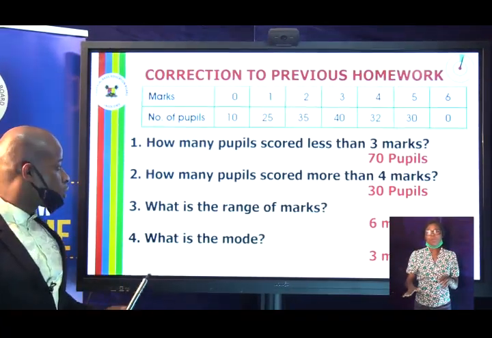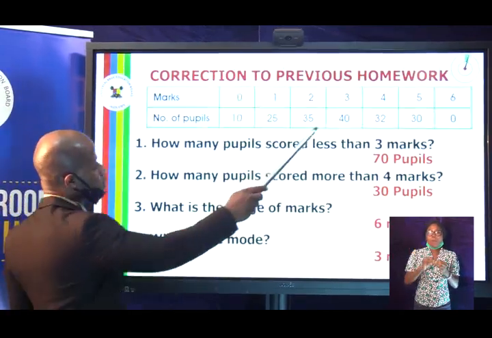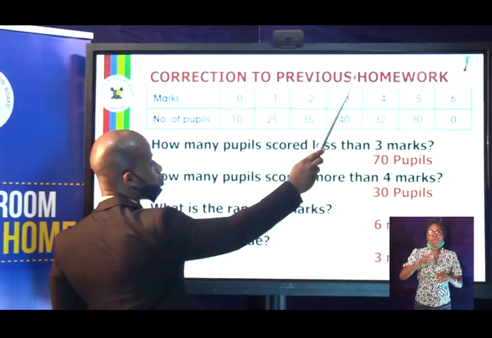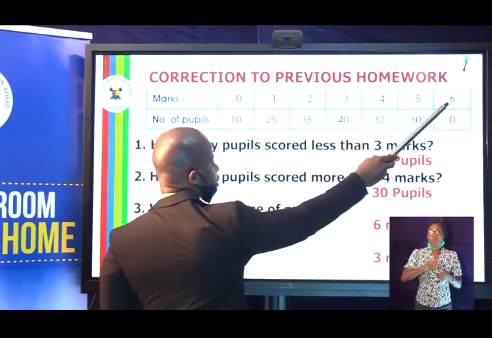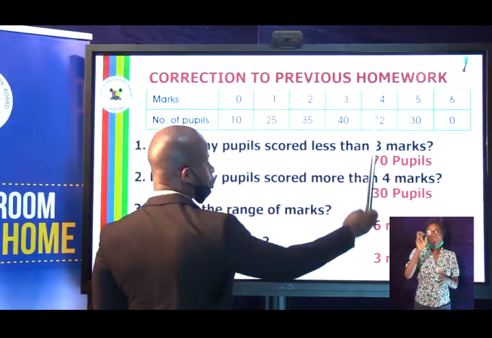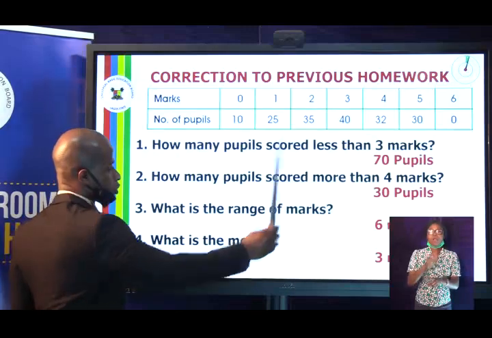The second question says, how many pupils scored more than 4 marks? This is 4 marks on the data row. Those who scored more than 4 marks will score 5 or 6. That is 30 people plus 0 people. And that is just 30 pupils.